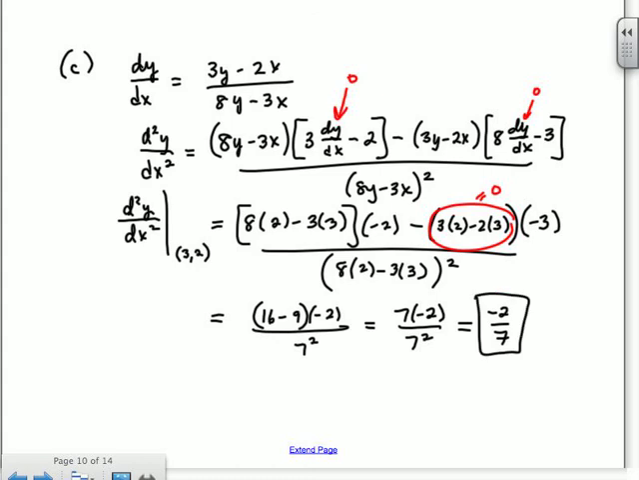Okay. What's important about that is that I notice it's negative, so that means it's concave down at 3, 2. Okay, and be very specific. So what is concave down? The original curve. So the original curve is concave down.